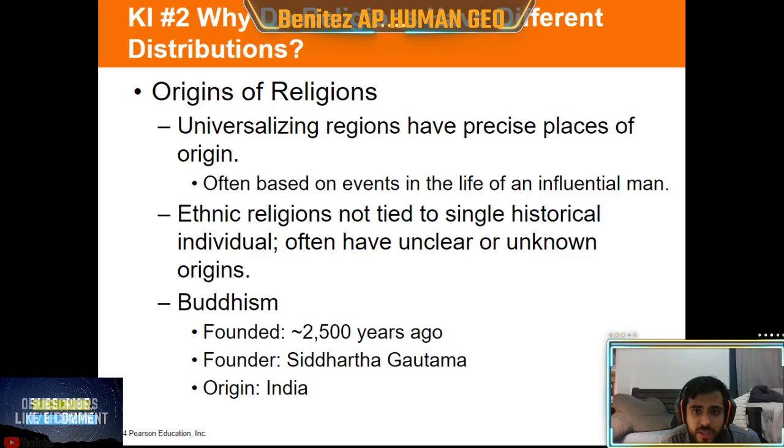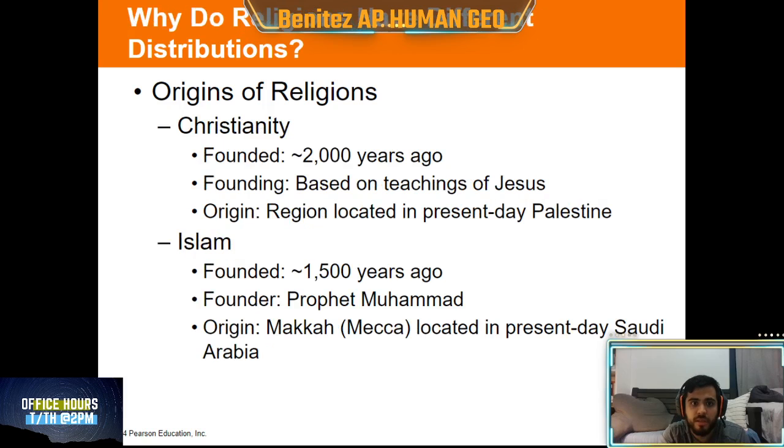But universal religions started at one place and they spread out naturally. For example, Buddhism was started by Siddhartha Gautama and it originated in India. Christianity was founded by Jesus 2,000 years ago in present day Palestine, Israel. And Islam was started by a prophet named Prophet Muhammad in present day Saudi Arabia. All these three universal religions were started by somebody.